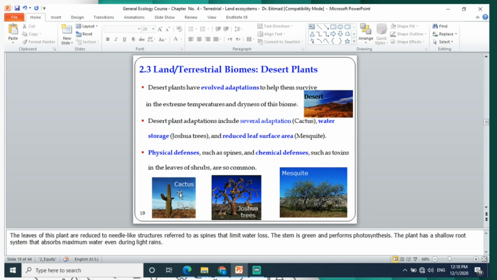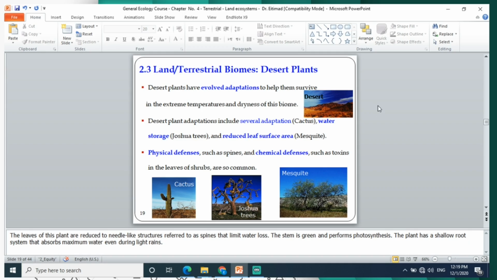And then also the stem is green and performs photosynthesis. Besides, the plant has a very shallow root system that absorbs maximum water in the soil. Also, some of them store water, like Joshua trees, and some of them reduce leaf surface area like mesquite.